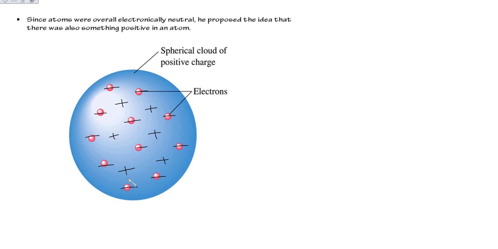But I do kind of think about this idea of maybe like a chocolate chip cookie, where the chocolate chips are the electrons and the cookie is like the positive material. We don't really know exactly what it looks like. But at least now I have neutral atoms.